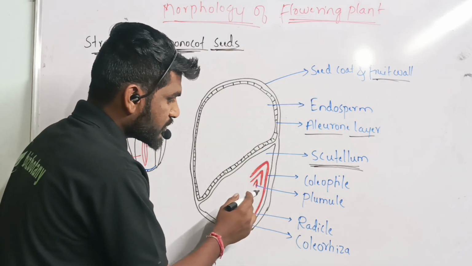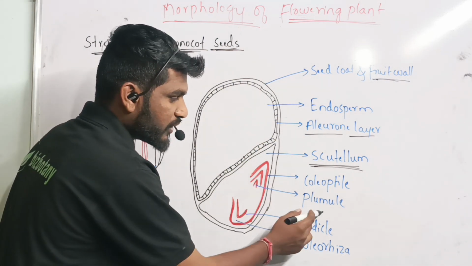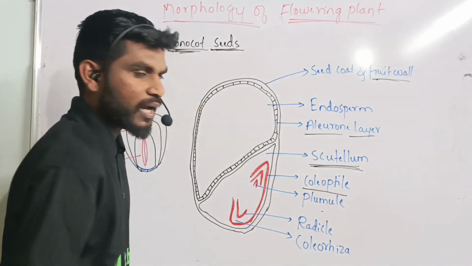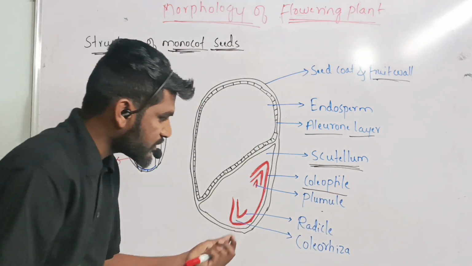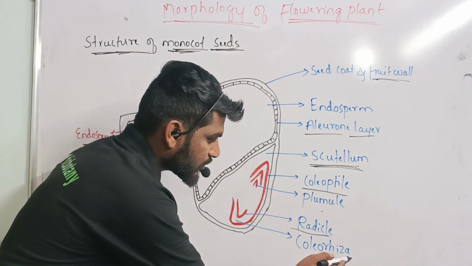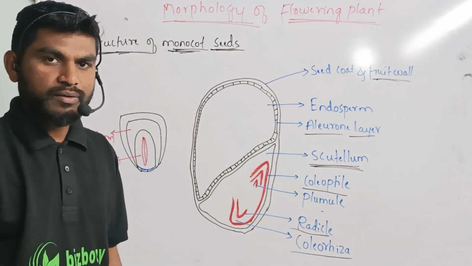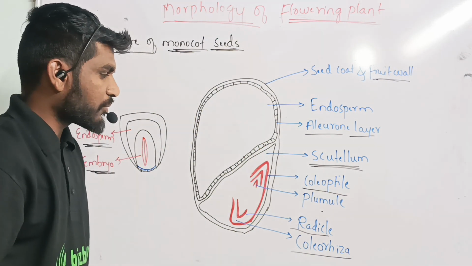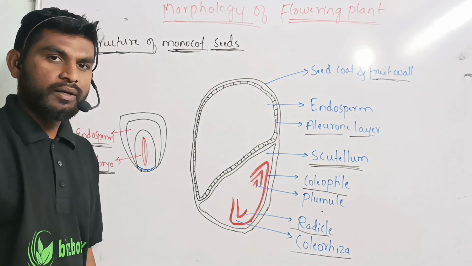The sheath which covers the plumule we call the coleoptile, and the sheath which covers the radicle we call the coleorhiza. This is something about monocot and dicot seeds.